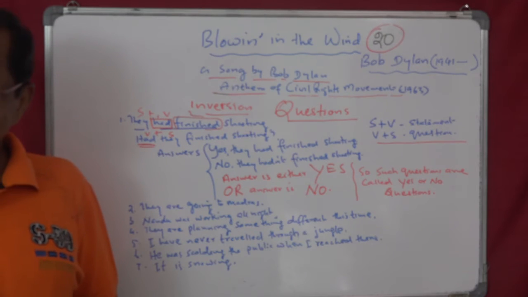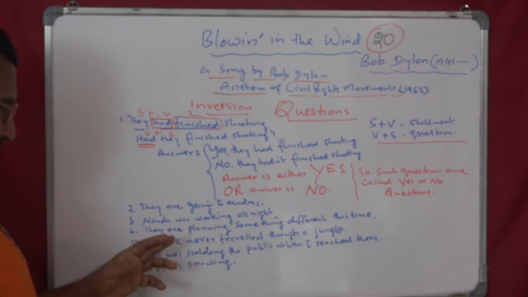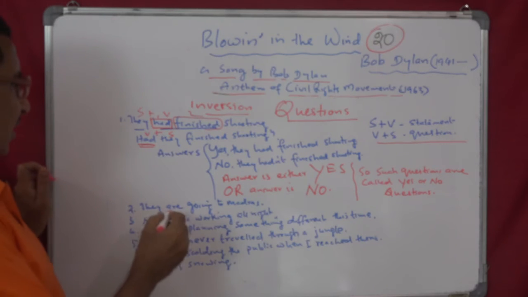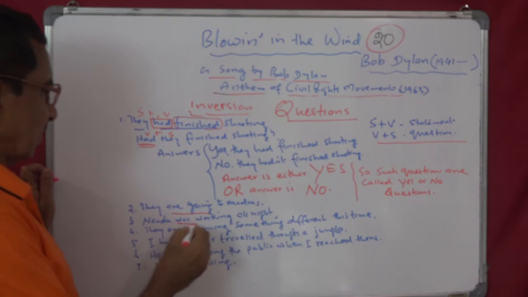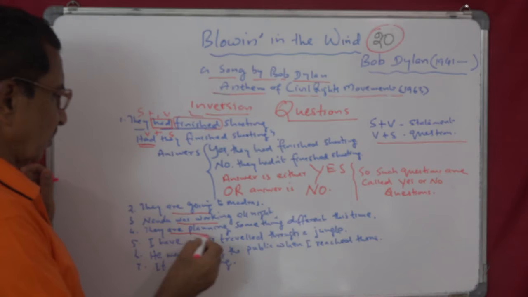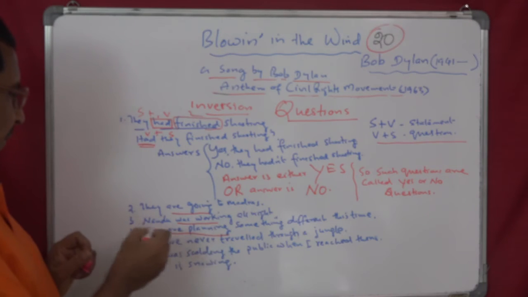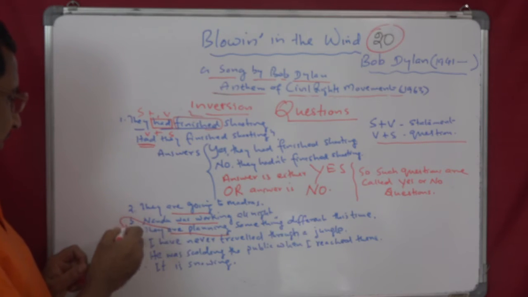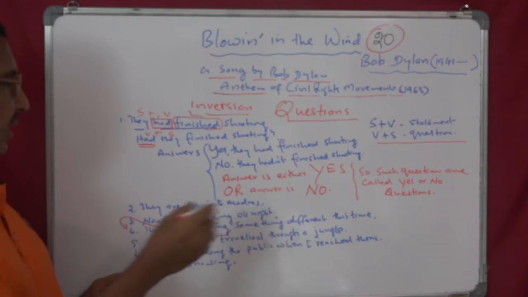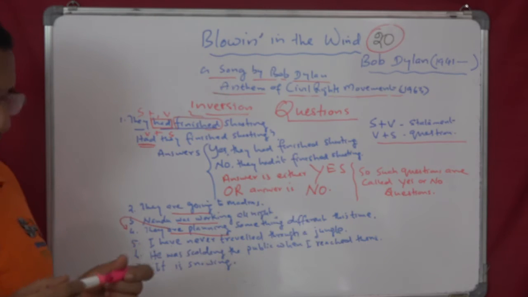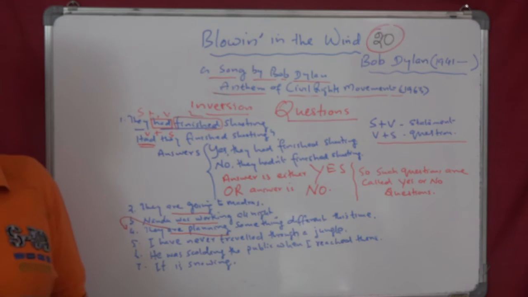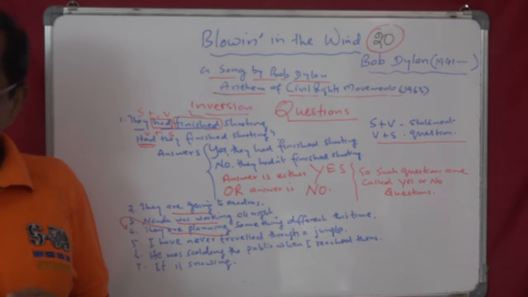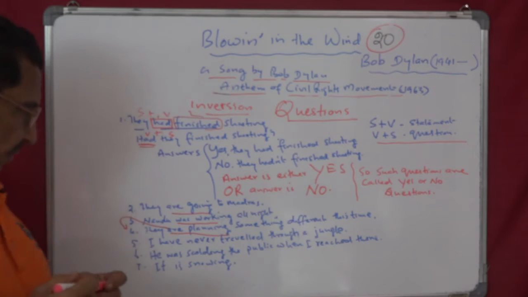Fourth sentence: they are planning something different this time. Two members here. So take the first one and bring it to the front, then it becomes a question. Are they planning something different this time?